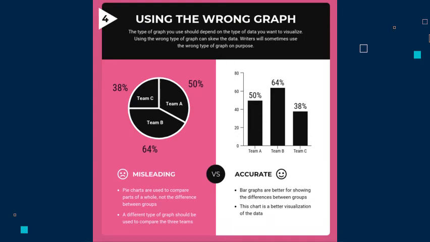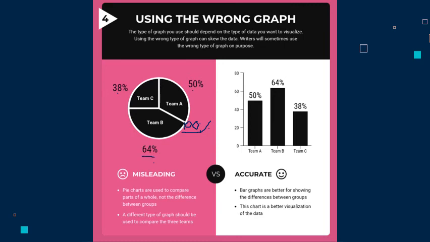Another way to mislead, which wasn't covered in the video, is to use the wrong type of graph. So here we've got a pie chart, or a section chart, whatever you want to call it. And we've got 50%, 64, 38. Now with a pie chart, it has to add up to 100% because you can only have 100% as a whole. Whereas these numbers 64, 50, and 38 are greater than 100%. So that doesn't work.